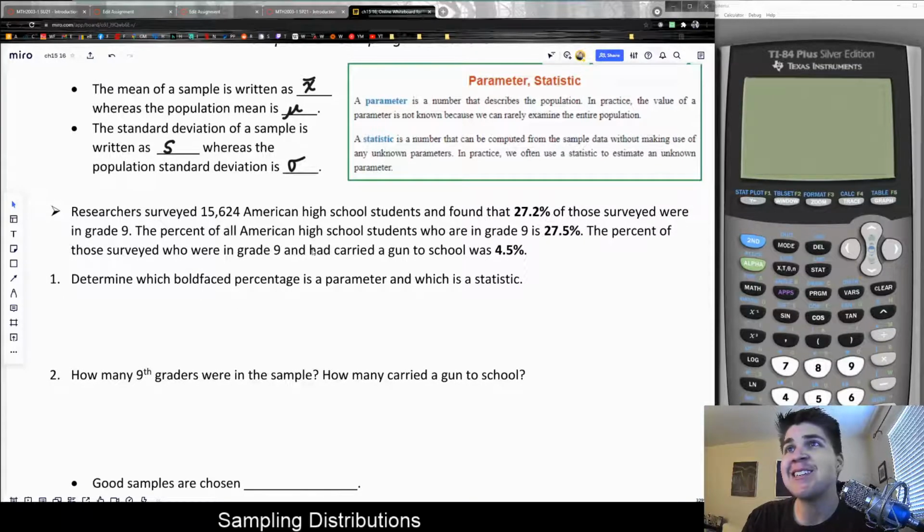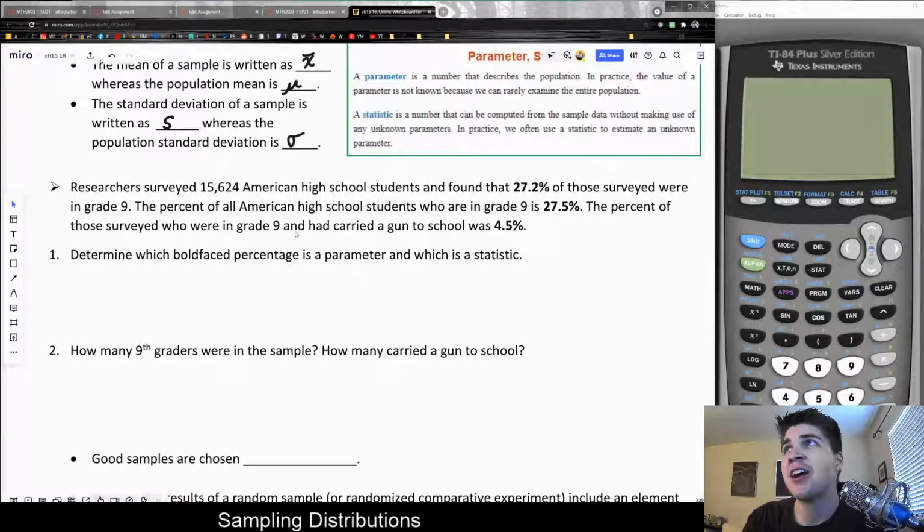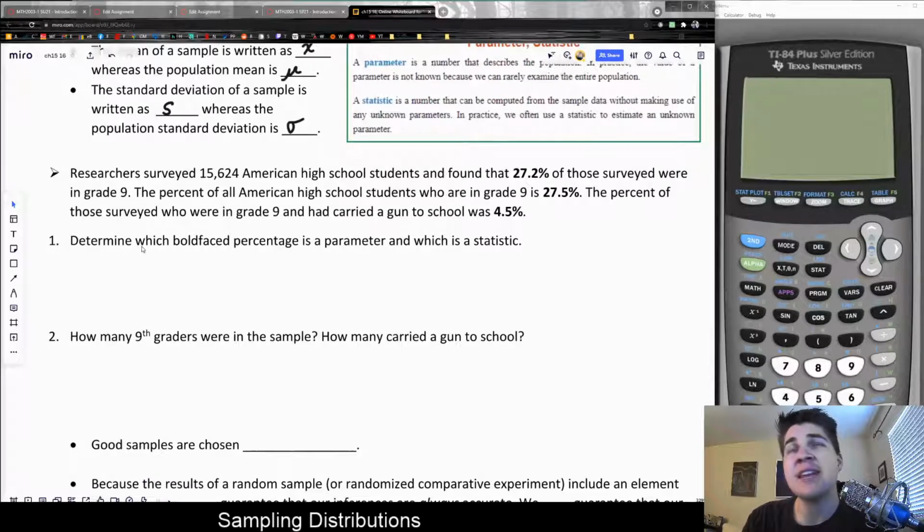So now getting back to this example that we were just looking at, sorry, I got distracted trying to fill in the packet, but it asks us to determine which of these bold-faced percentages is a parameter and which is a statistic. So we had 3 different percentages. The first one, 27.2%. So let's reread what that's describing. It said the researchers surveyed 15,000 American high school students and found that 27.2% of those surveyed were in grade 9.